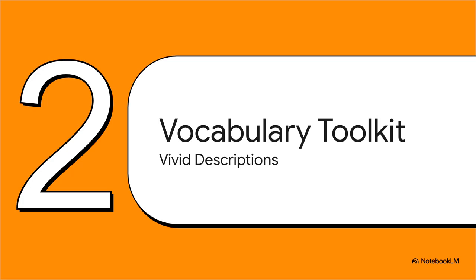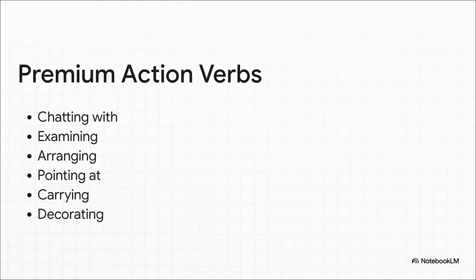Okay, so now you've got the blueprint, right? The structure is locked in. But to make your description truly powerful, you need the right ingredients. So let's open up your new vocabulary toolkit. First up, let's talk about verbs. Instead of saying something flat like, people are talking, how about they're chatting with each other? Or maybe they're examining an object instead of just looking at it. Using these stronger, more precise verbs instantly makes the scene feel more alive and dynamic.